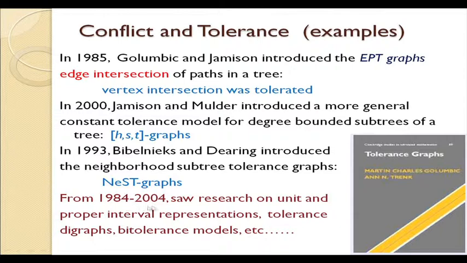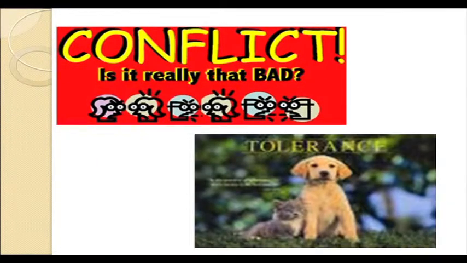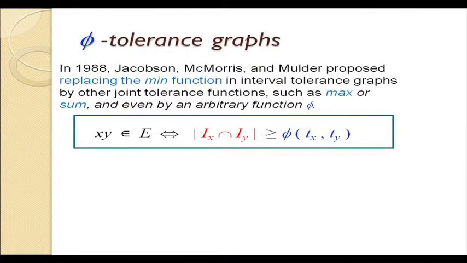And during this period of time, more and more research was happening on unit proper interval representations, tolerance digraphs, which is what led Anne and myself to decide to write the book. Well, is conflict really that bad? Good fences make good neighbors sometimes. Is tolerance always that good? Well, there's always going to be a balance between tolerance and conflict. And here is a model that does that. We'll call it phi tolerance.